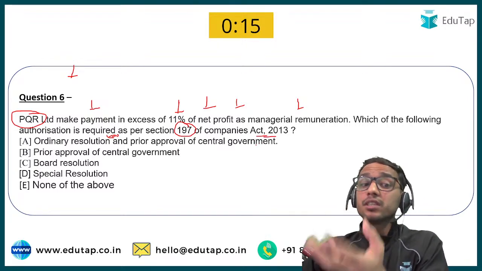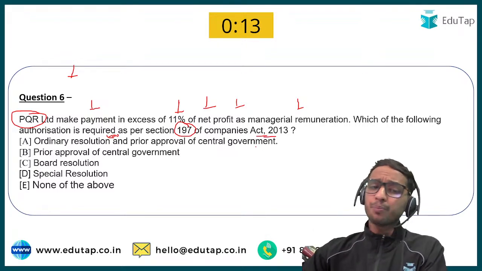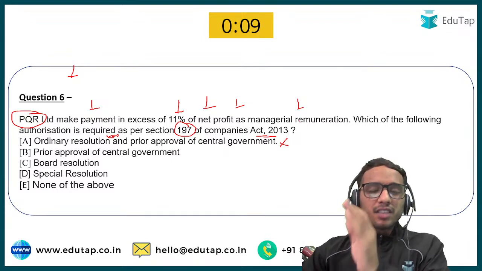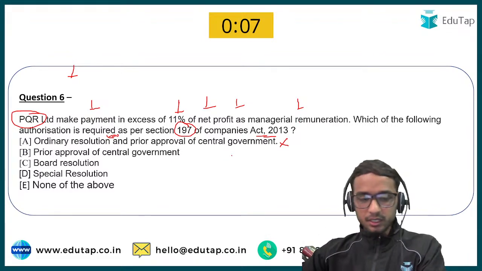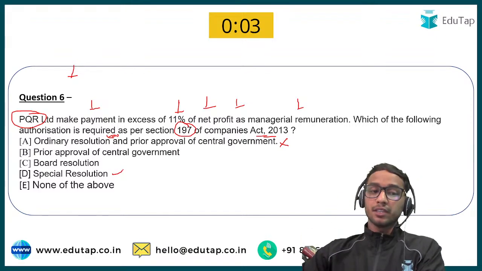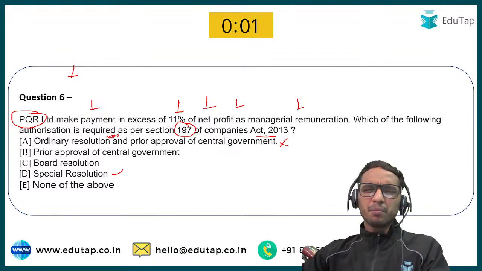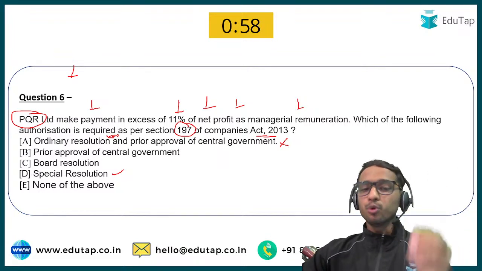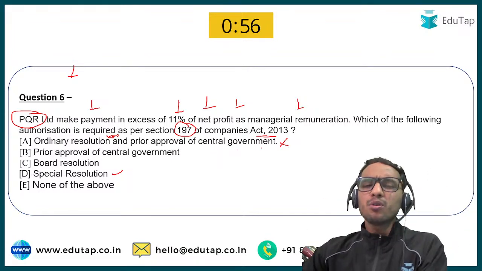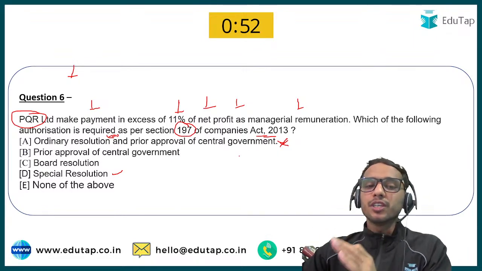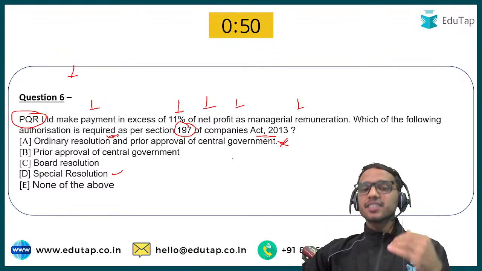Which authorization is required? Ordinary resolution and prior approval of the central government? No. See, the resolution required is special resolution. So just look at the answer. Where is the answer? D. Option number D is the correct answer here. See, there was an amendment, I think it's 2019 or 18. Before that, you need to have an approval from the central government as well, but now it is not there. So you only need to pass special resolution to make payment in excess of 11%.